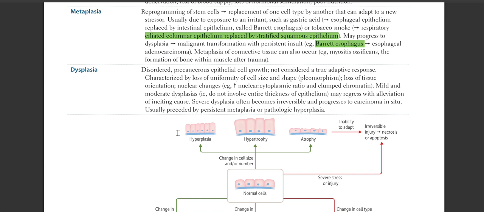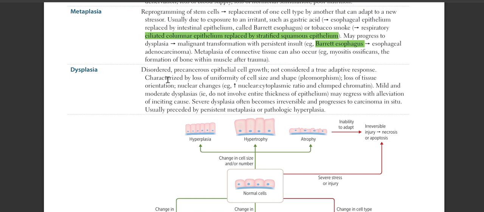The entire cell type is not changed, it's still the same cell type. It's just the structure and the size that is changed. And dysplasia has a very high risk for developing into cancer. And once it develops into cancer, then it's irreversible. And because it's irreversible, you would have to do some kind of treatment, usually chemotherapy, or you can surgically resect these.